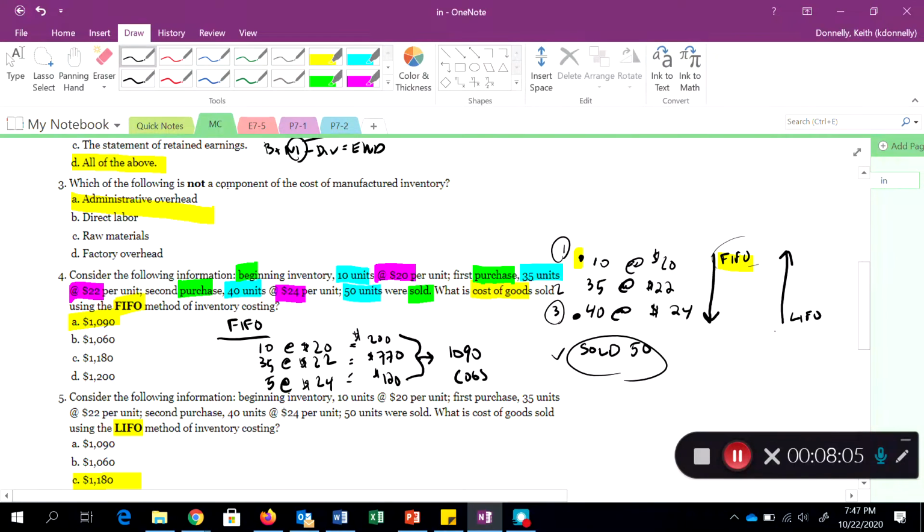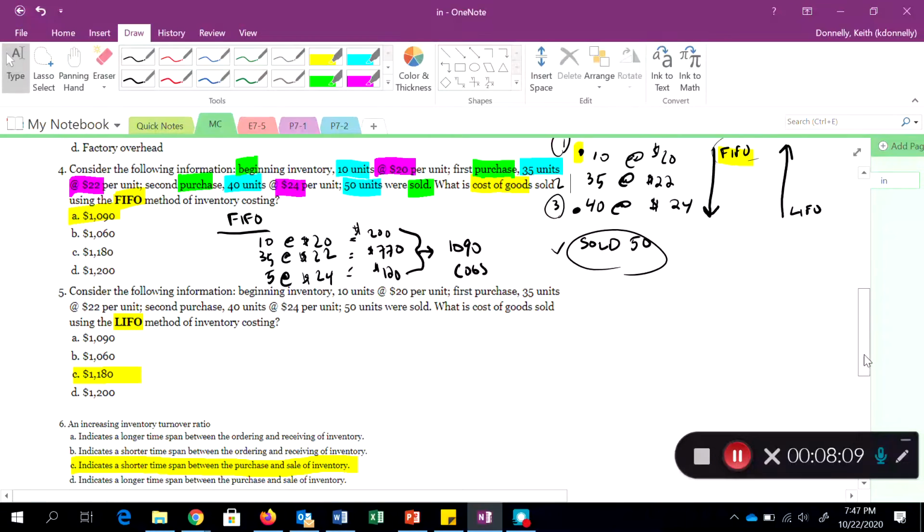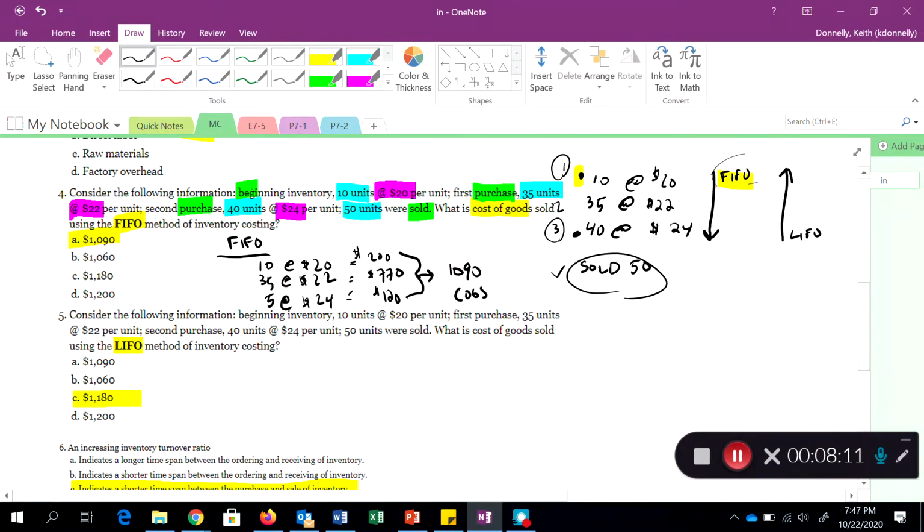The next question here essentially is the same exact facts. So these right here are the facts. This is applying FIFO to the facts. Now they're saying, hey, can you please calculate, based off those same facts, cost of goods sold with LIFO? So hey, we got to do LIFO here.